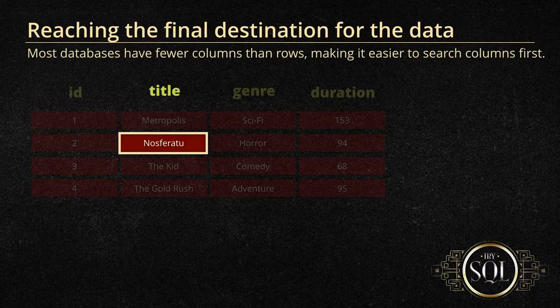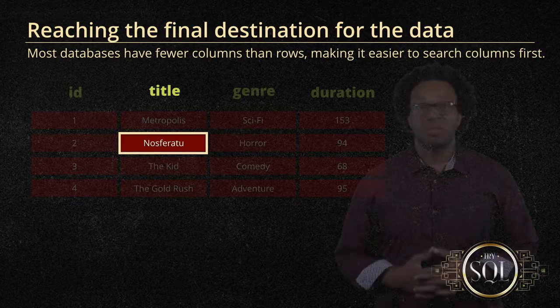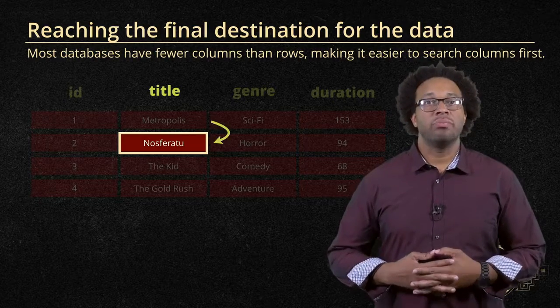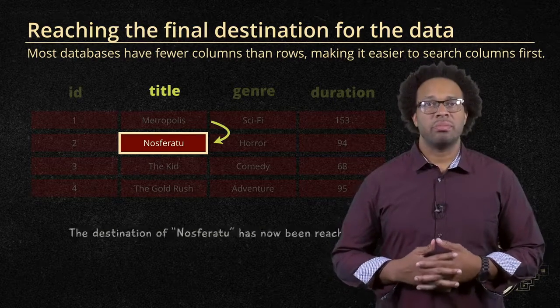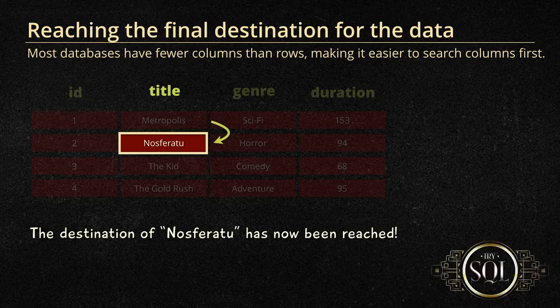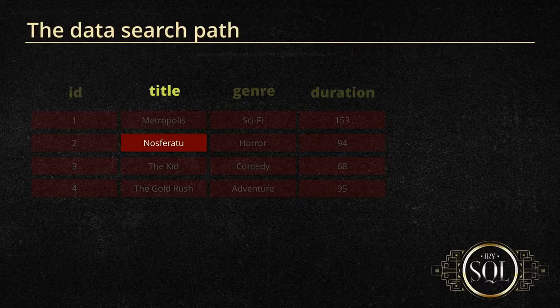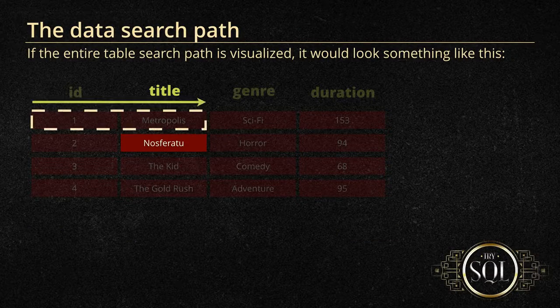Generally, tables will contain fewer columns than rows. So, while a table may have over 1 million rows, it may have only a couple of hundred columns. The search path first moves through the columns from left to right, and then we search the rows from top to bottom.